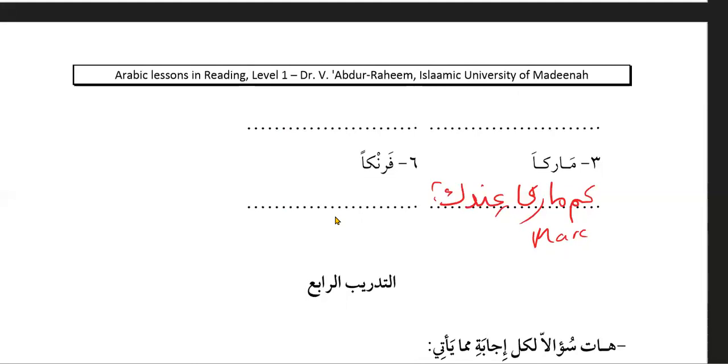Jayid, Azan, you're going to do the last one. Kam Farankan indaka. What does the sentence mean? How much is it, Franco or French? Yeah, it's francs. The German, French francs, isn't it? It doesn't exist anymore. Oh, yes, the euro, isn't it? Yeah, it's the euro.